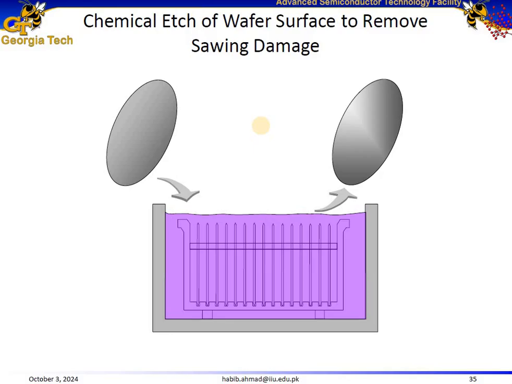So after sawing, wafers are submerged into a chemical bath, typically containing acidic or alkaline solutions. This process removes a very thin layer of material from the wafer surface. It smoothens it and eliminates any residual damage from the sawing process. So the chemical etching ensures a clean, uniform surface, crucial for subsequent manufacturing steps such as doping, photolithography, and thin film deposition, in order to prevent defects in the final semiconductor devices. This process refines the wafer surface to enhance its performance for semiconductor manufacturing and fabrication.